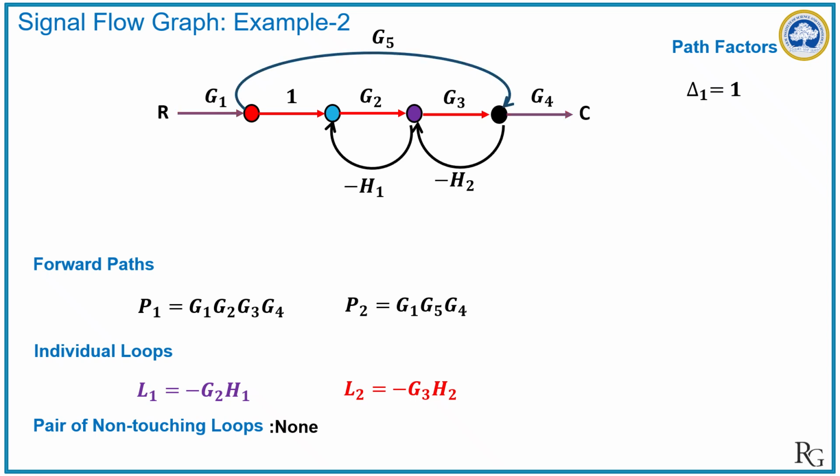Then for delta 2, we will check. As you can see, loop 1 is non-touching to path 2. Our path 2 is G1, G5, G4, whereas loop 1 is minus G2 H1. So delta 2 can be written as 1 minus L1, so delta 2 will be 1 plus G2 H1.